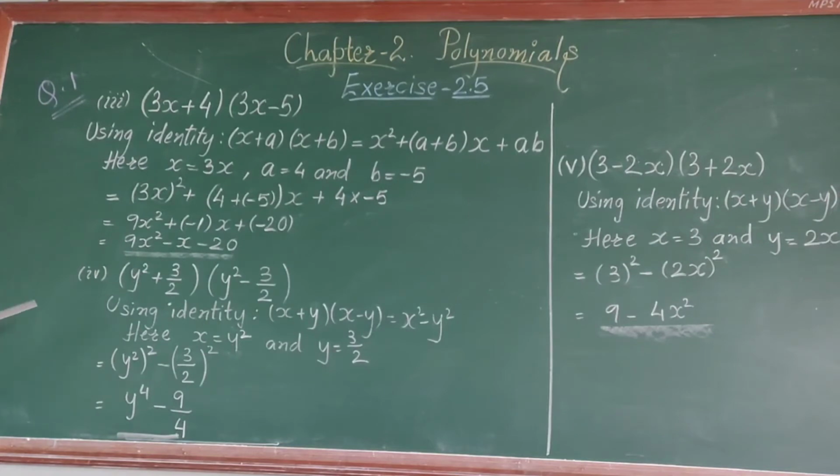Question number 4. (y² + 3/2)(y² − 3/2). Now here, again binomial into binomial, when we compare the first term, both first terms are same, that is y², y².